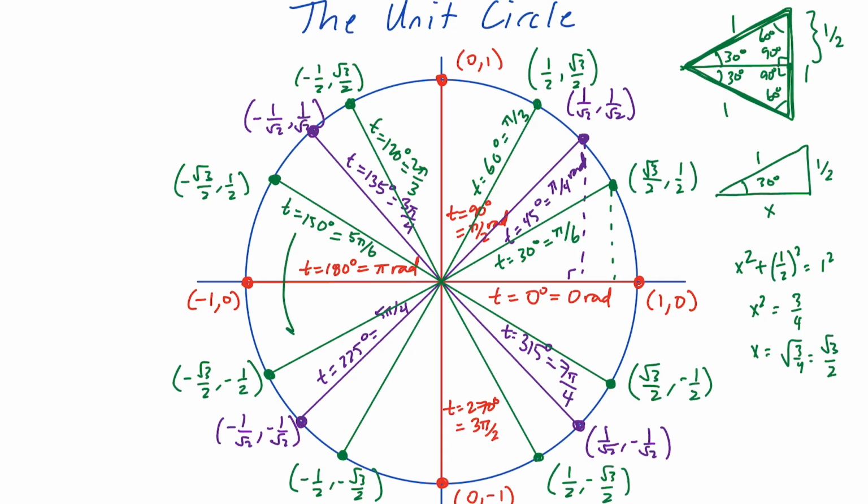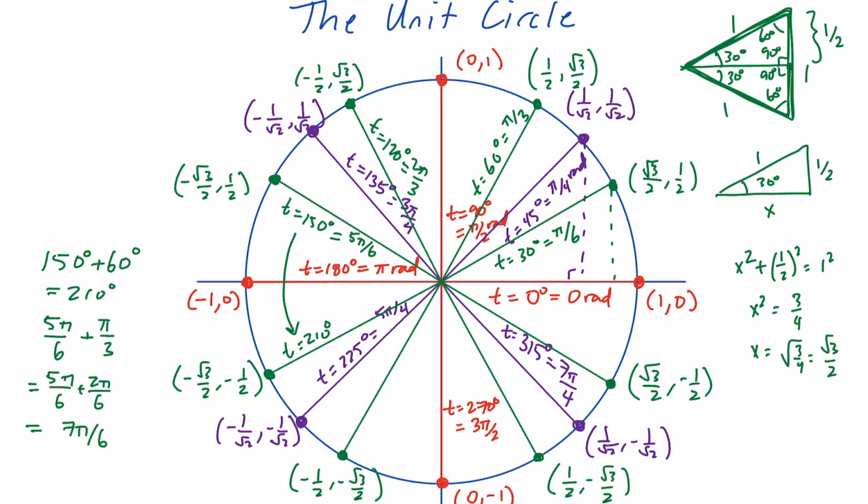And now to go from 150 to this other angle here, I'm going to have to add 60 degrees. It's 30 degrees to the horizontal and then another 30 degrees. So 150 degrees plus 60 degrees, that's 210. So this is 210 degrees. And if I do this in radians, I'm going to have 5 pi over 6 plus pi over 3. Pi over 3 is 2 pi over 6. So that's going to be 7 pi over 6.